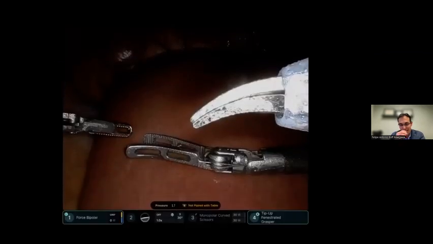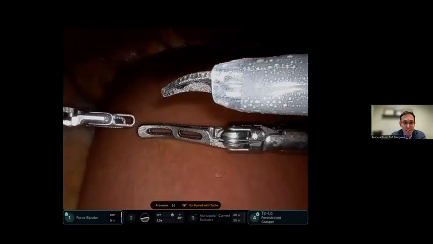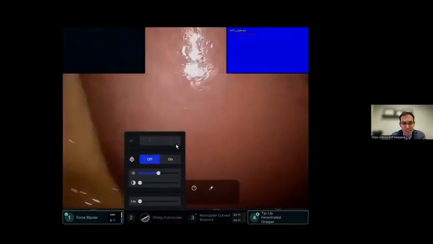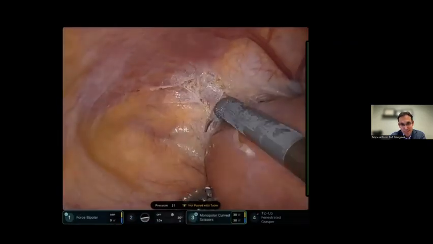Show another right adrenalectomy here. This patient had a subclinical Cushing's and a large hepatomegaly. As you can see, the tip of the liver is all the way to the pelvis. So it's a very difficult mobilization.